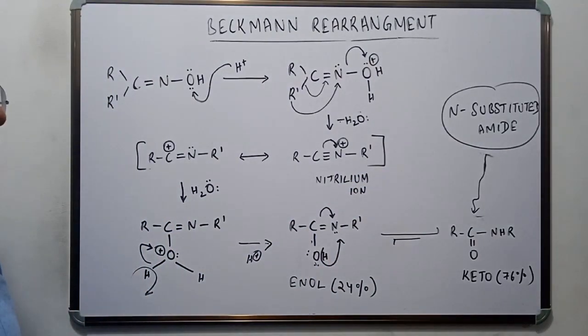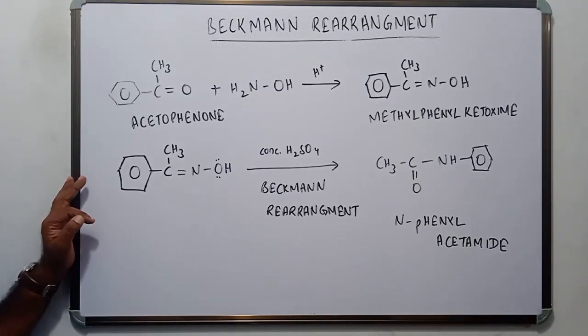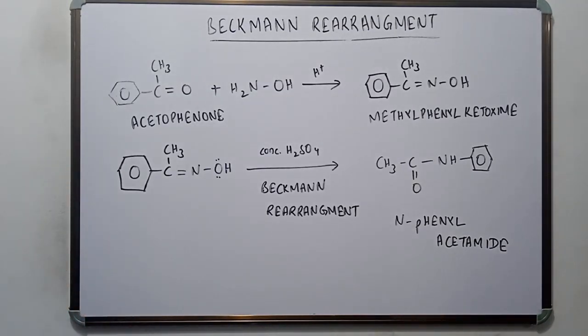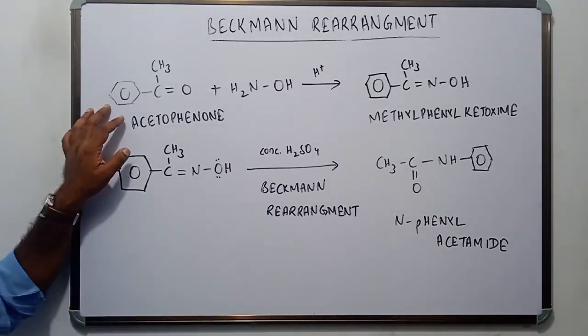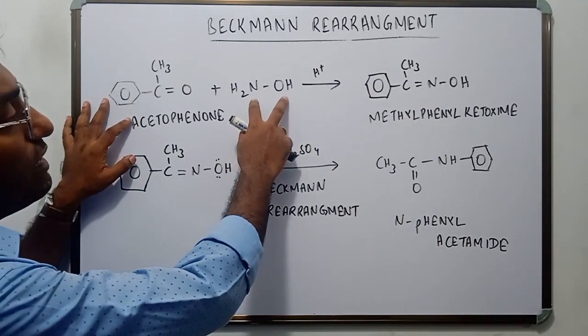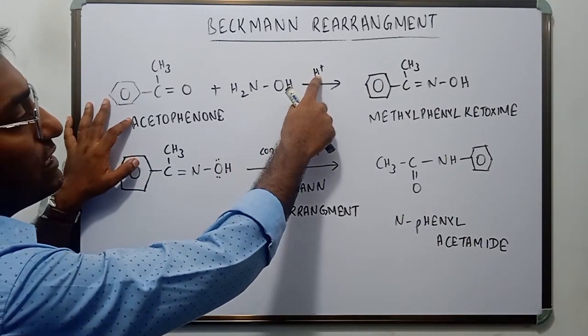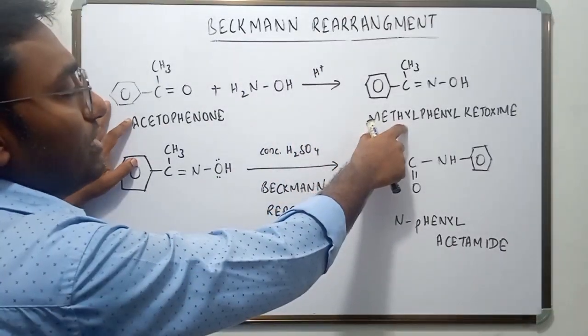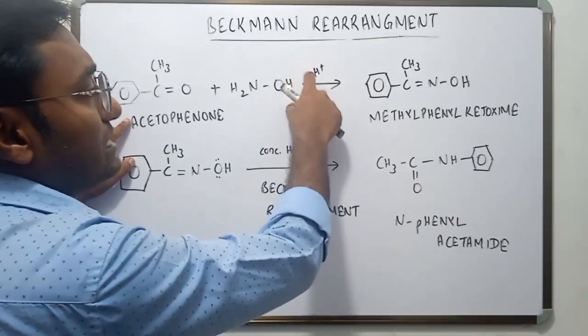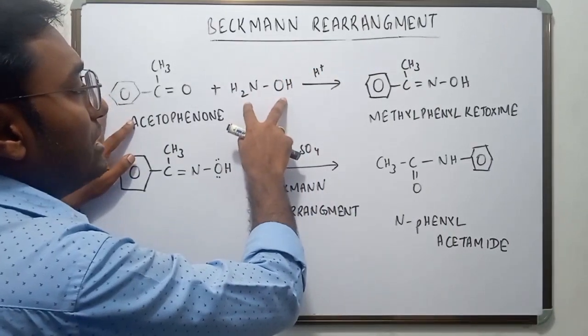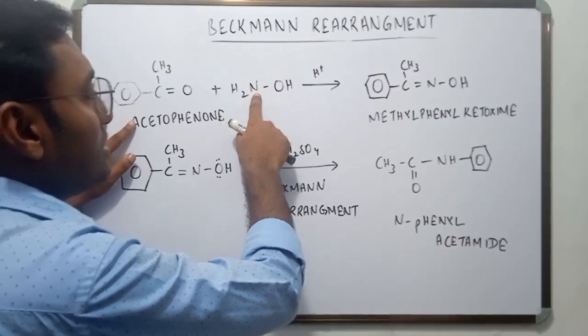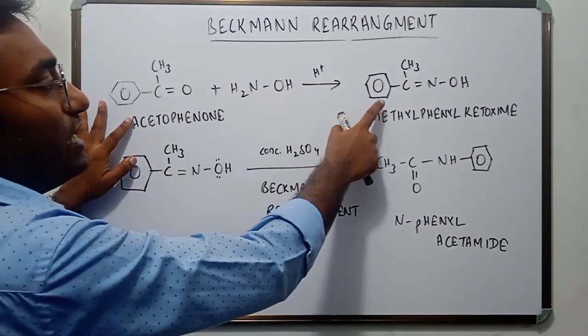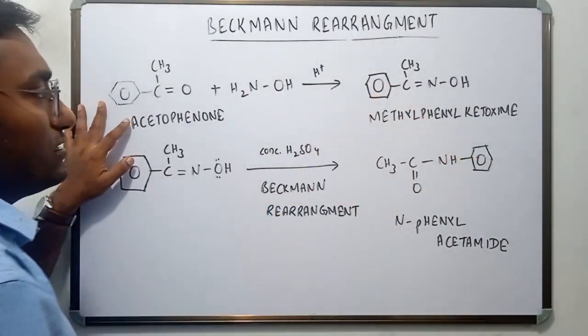We will look at one of the examples of Beckmann rearrangement now. Let us now look at one of the examples of Beckmann rearrangement. For this purpose, I have started with acetophenone. I treat it with hydroxylamine in the presence of an acid. And what I get is a methyl phenyl ketoxime. This reaction involves the acid catalyzed nucleophilic addition of hydroxylamine to acetophenone with the elimination of a molecule of water.